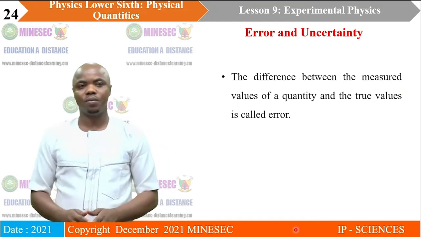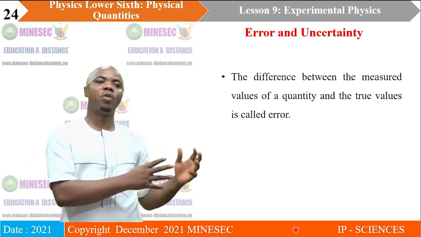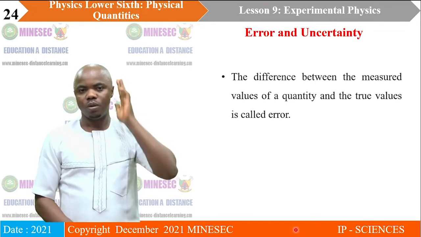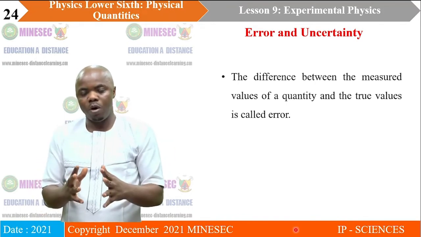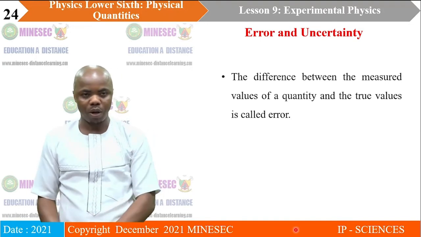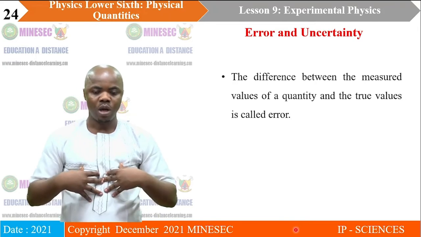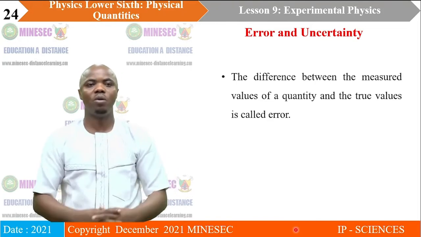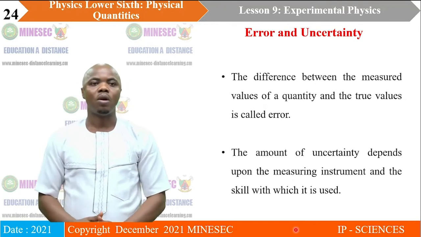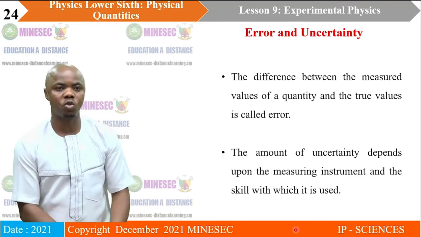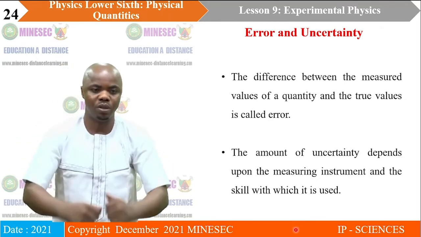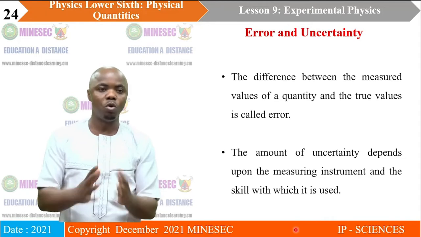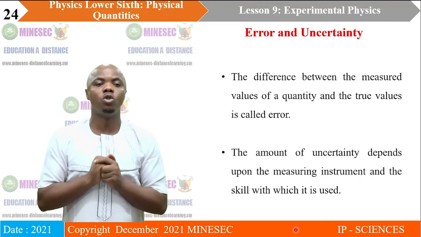Now, errors and uncertainty. The difference between a measured value of a quantity and the true value is called an error. So if there's a particular true value that has been established scientifically, and I do my measurement, there will be a slight difference between my measured value and the true existing value. This difference is called error. Now, the amount of uncertainty depends upon the measuring instrument and the skills of the person using the instrument. And by the way, at this level, we can interchange the words error and uncertainty. They can be used interchangeably. So it all depends on who is measuring.